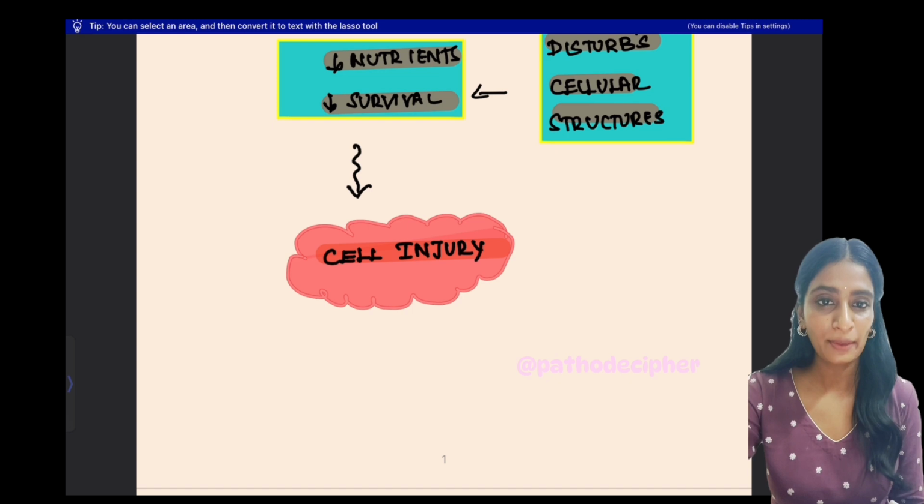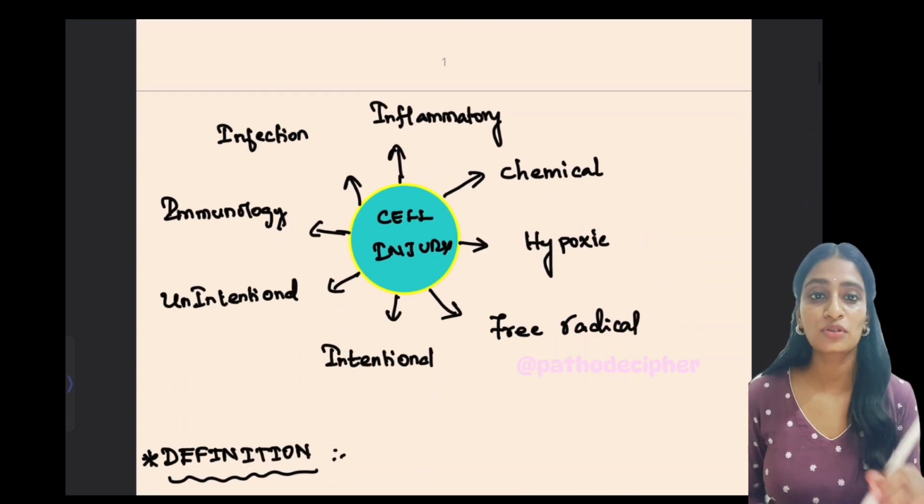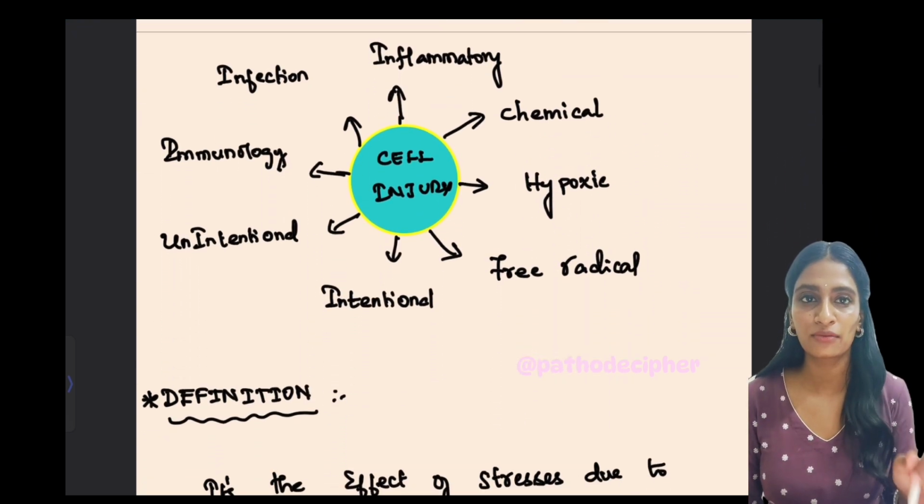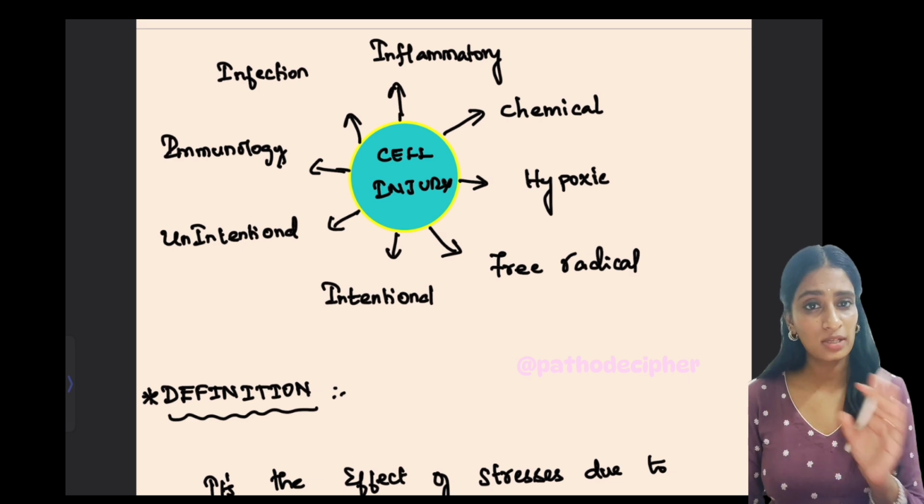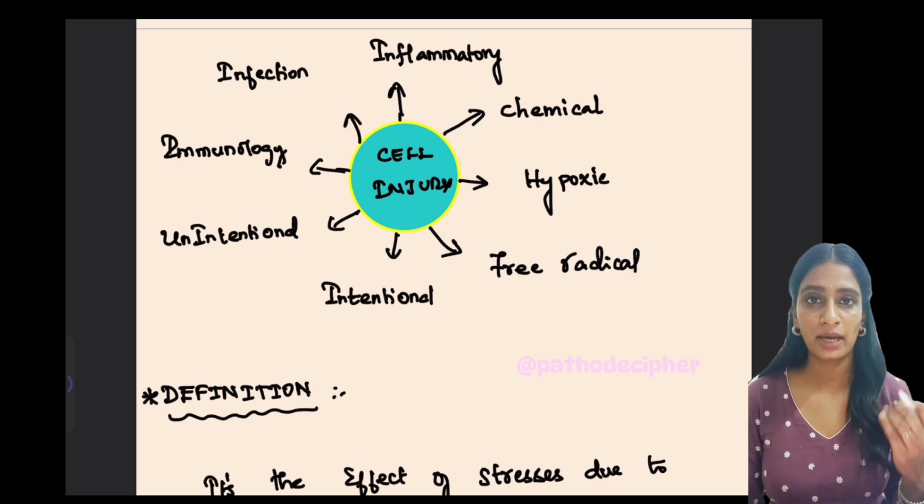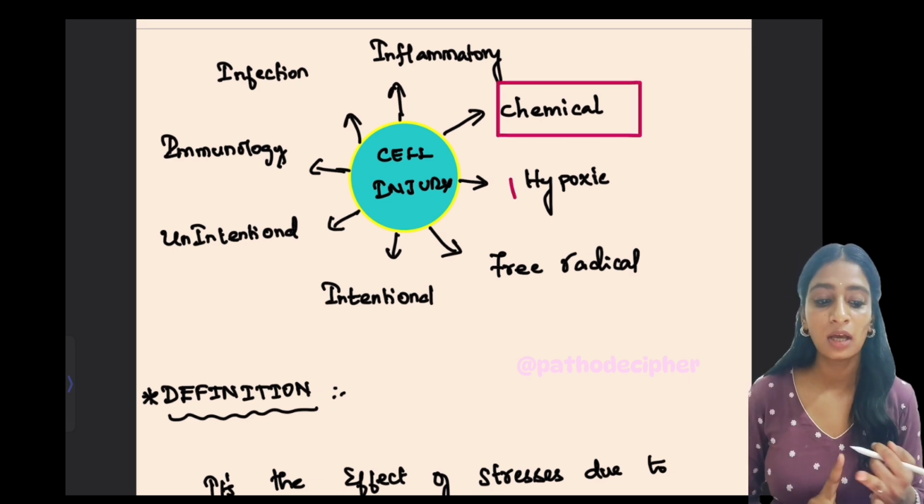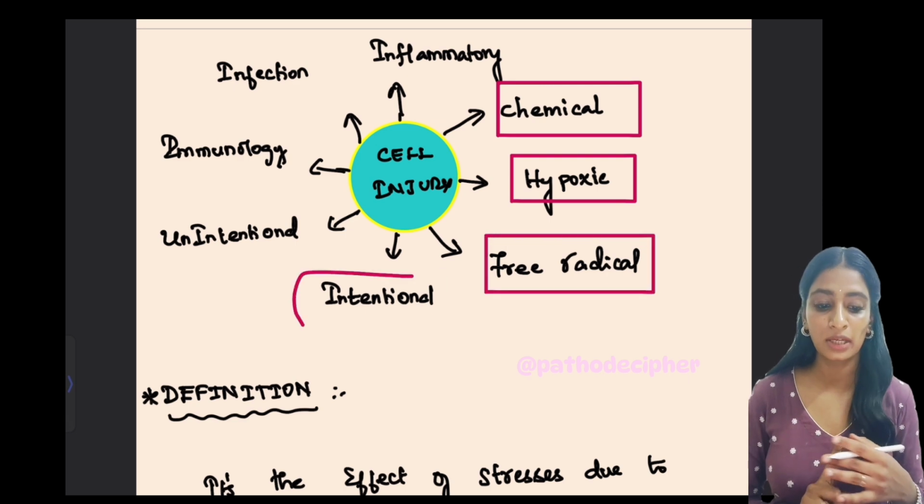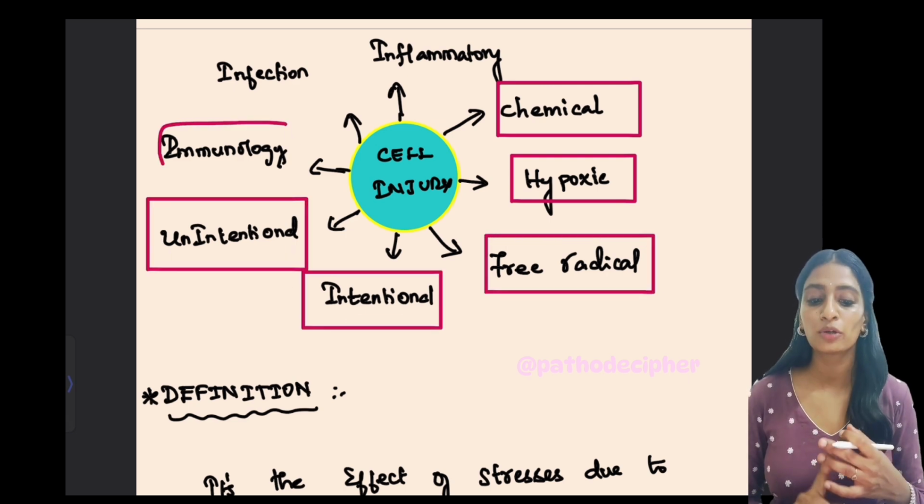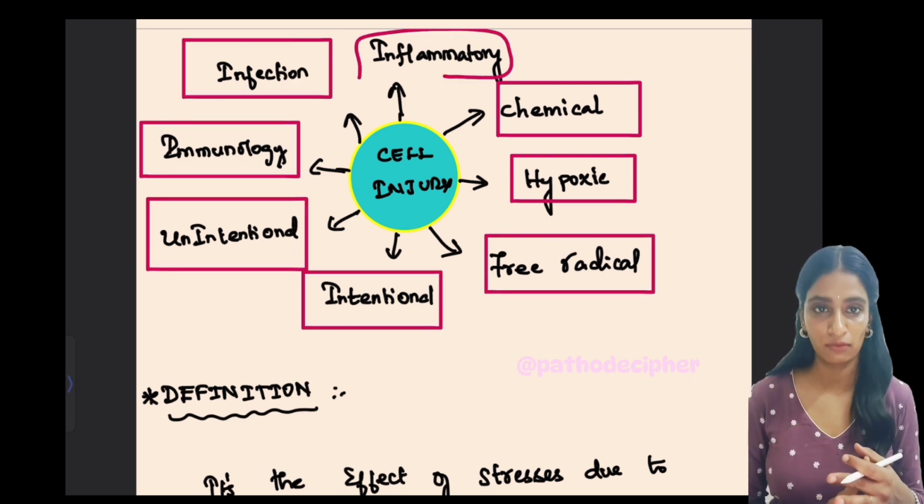So next, coming to the stimulus, what are the various types of stimulus which will lead to this kind of cell injury? Okay, there are various stimuli. I'll list them one by one. One is chemical, hypoxic, free radical, intentional, unintentional, immunological, infection, and inflammatory.